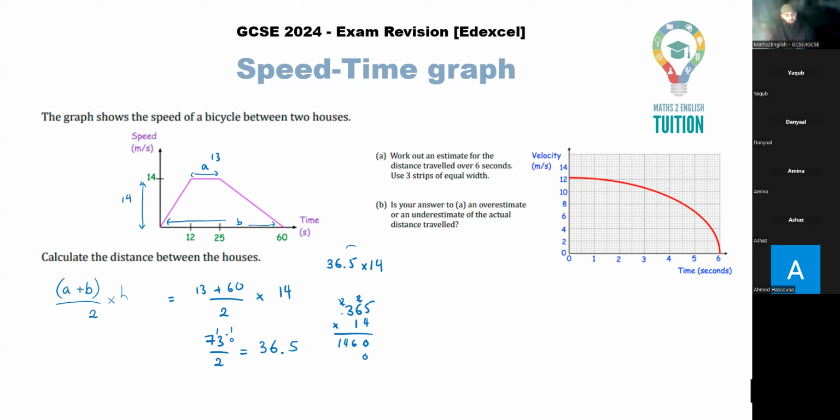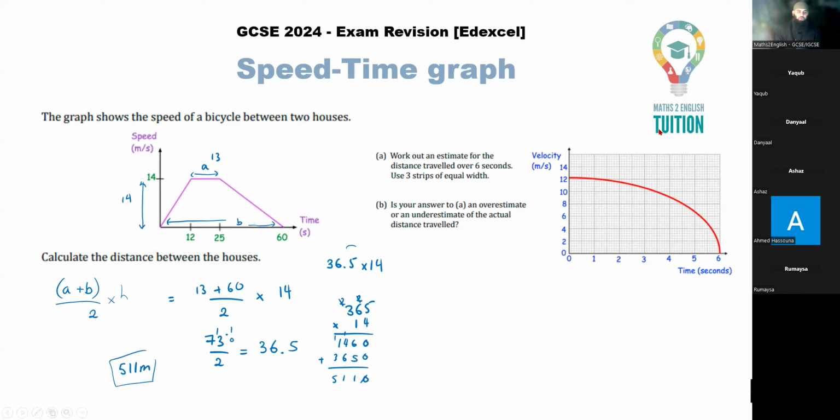1 times 5 is 5. 1 times 6 is 6. 1 times 3 is 3. And we add the 2. Hopefully this is correct: 0, 11, 10, 11, 5. Okay, and now because we're taking a decimal away, we can cross this out. So it's going to be 511 meters, the distance between the two houses.